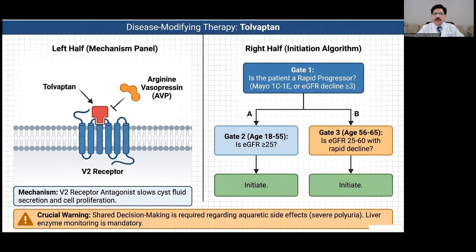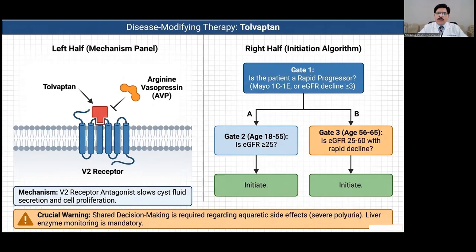Age less than 55, that is gate 2. Age more than 55 to 65 and the GFR is between 25 and 60 with a rapid decline. Then initiate tolvaptan. So when do I initiate tolvaptan? In patients who are rapid progressors, that means Mayo Clinic imaging score MIC 1C, 1D and 1E, or GFR decline is more than 3 ml per year.